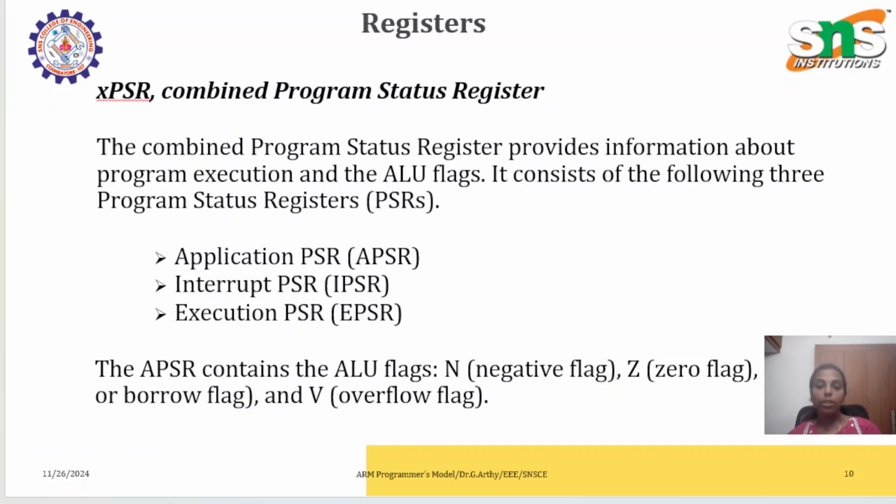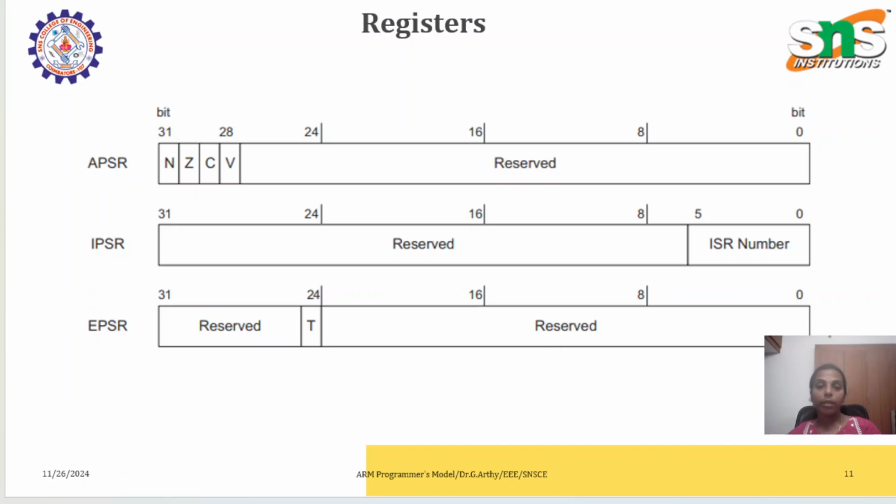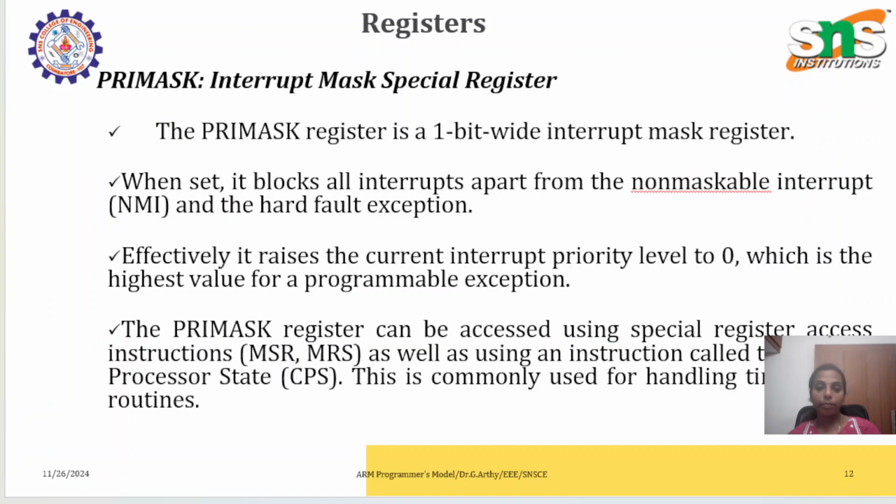If you see the application PSR, the different flags are negative, zero, C, and V. This is how the register looks. These spaces are reserved, and only the flag bits can be used. And we have a few special function registers.